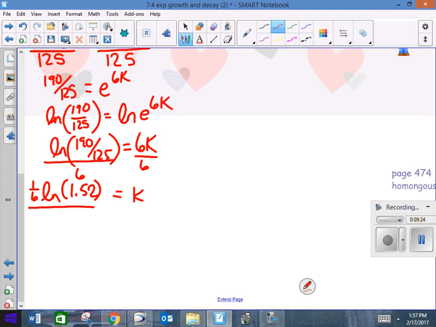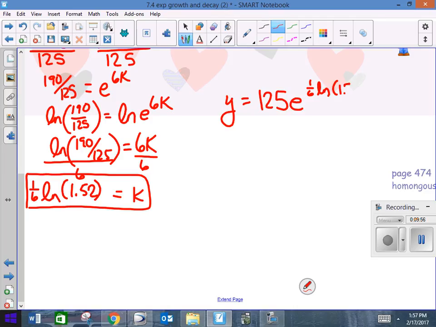Okay, so everybody, did you get this for k? It looks about as simple as it gets: 190 over 125 is 1.52. Anybody not get that? Oh, I just put it as the fraction, which is fine. If we were simply leaving it alone, the 125 would go here. This is our mathematical model: 125 e to the 1/6 ln of 1.52, and don't forget your t. This would be fine.